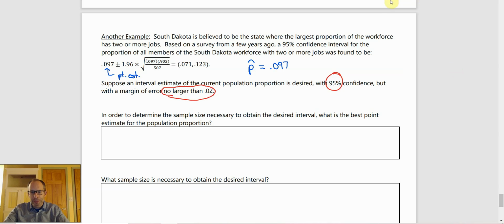All right, so first thing is, what are we going to use for p hat? Well, we kind of already went through it, but in the previous study, what we had was that p hat is 0.097. So use that, right? We've got that extra information this time, so use it. That's what it's there for. We're going to have a 0.097 instead of a 0.5.